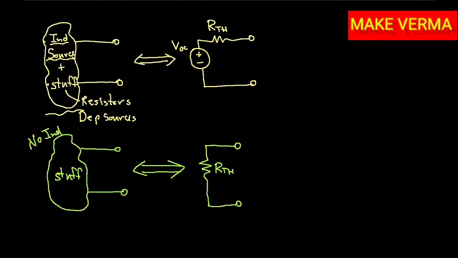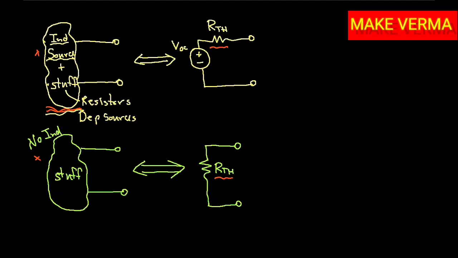When I'm using this to do analysis, typically in the case here, the yellow case where we have independent sources, this R Thevenin is oftentimes talked about as the output resistance of this whole blob of stuff. In the case where I have no independent sources, quite often I'm connecting the stuff to other circuits that have independent sources, and so this R Thevenin quite often can be considered to be an input resistance. So it's, again, a very nice and simple way of modeling complex stuff.